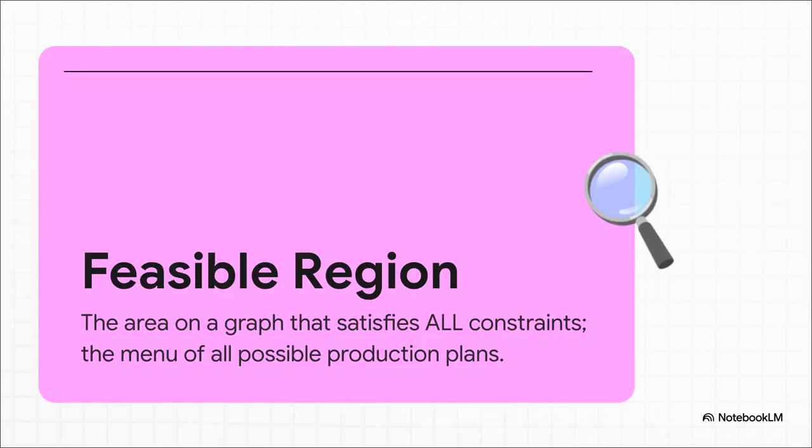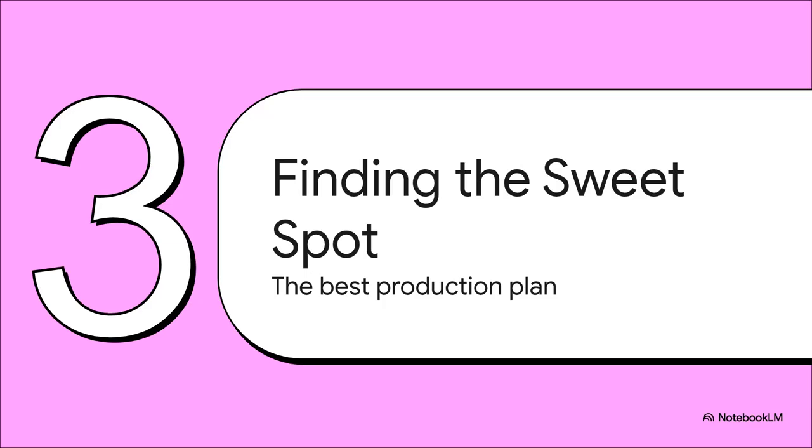Okay, so now that we've plotted both of those limit lines on a graph, you see that shaded area, the part that satisfies all of our rules? That's called the feasible region. Think of it like a complete menu of every possible production plan the company can pull off. Any point inside this shape is a go. Anything outside, totally impossible. All right, next section, finding the sweet spot.